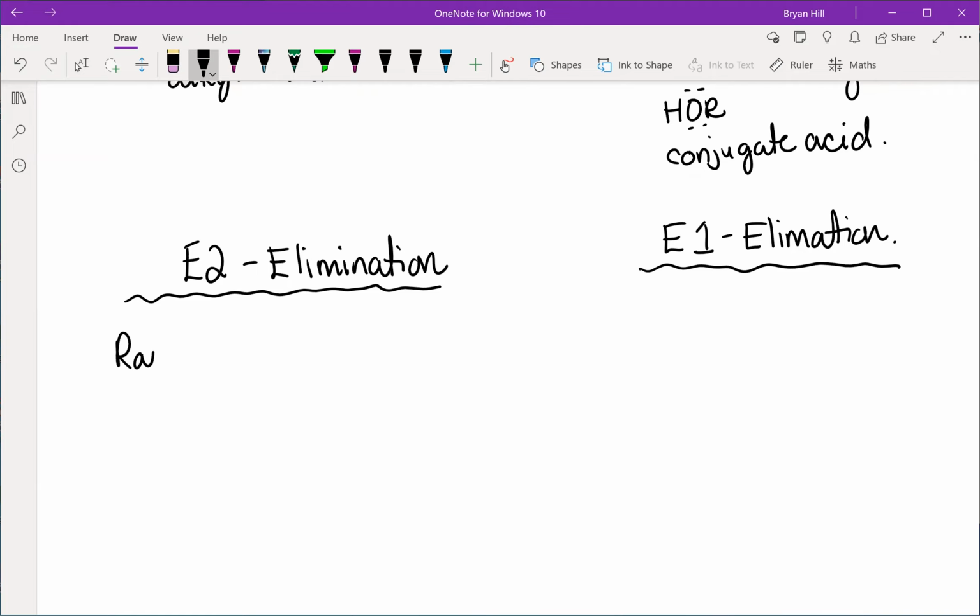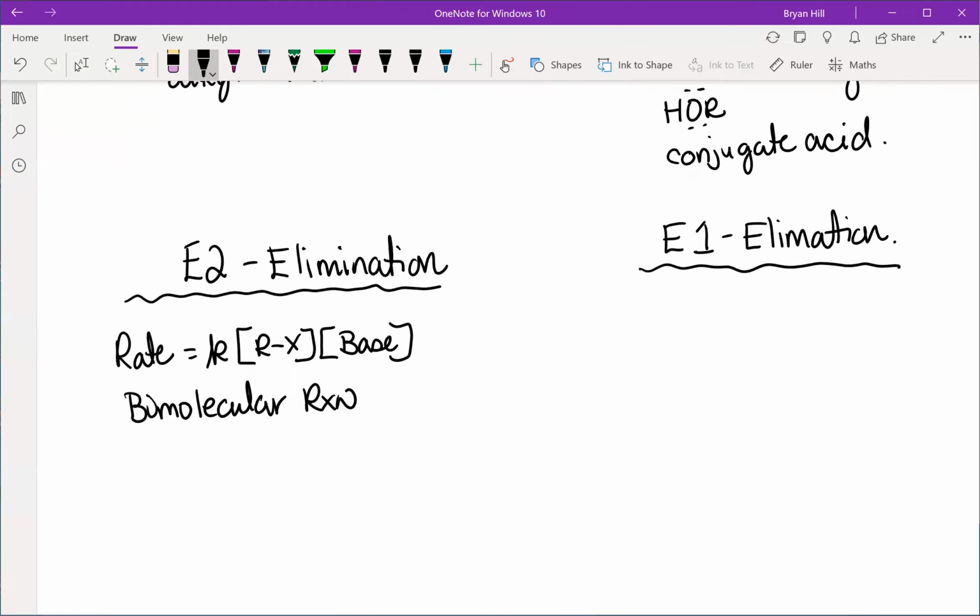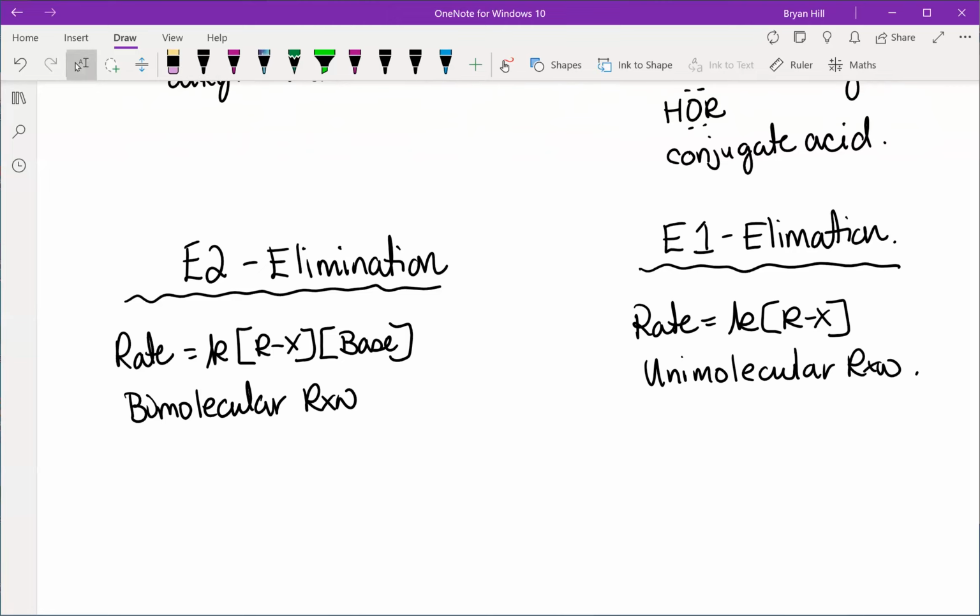So the rate of an E2 elimination is equal to some rate constant times the concentration of your alkyl halide times the concentration of your base. So this is a bimolecular reaction. It involves the collision of the base with the alkyl halide. For the E1 elimination, the rate determining step, the rate is some rate constant times RX. So it's only dependent upon the alkyl halide. So this will be a unimolecular reaction. So these two exactly mirror SN2 or SN1. So they're exactly the same type of thing.